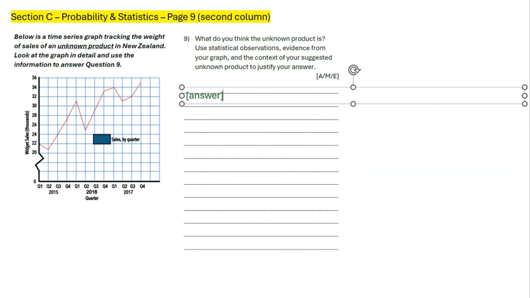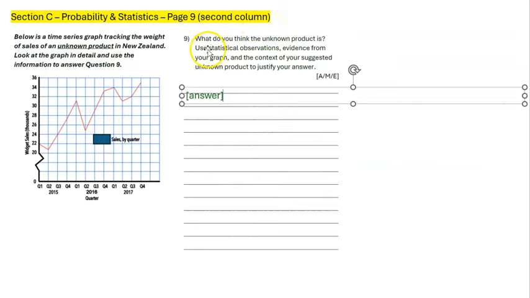But the question we've got here is a time series graph below. You can see I'll put that square box in there, so I've blanked out what the sales actually are. And you can see what's happening over time. And the key thing to note is this product, which we don't know, it's unknown, it's sold in New Zealand, and simply the question is, what do you think the unknown product is?